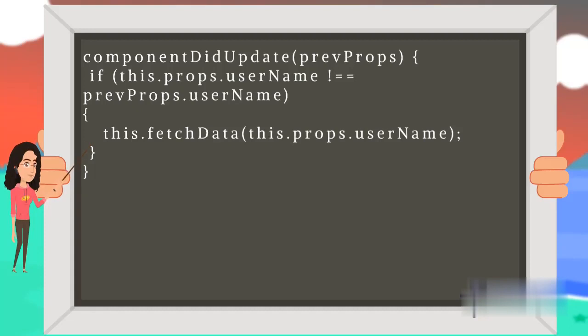In addition, API stands for Application Programming Interface. An API is a software intermediary that allows two applications to talk to each other. In other words, an API is a messenger that delivers your request to the provider that you are requesting it from and then delivers the response back to you. So this is the third method, component did update.